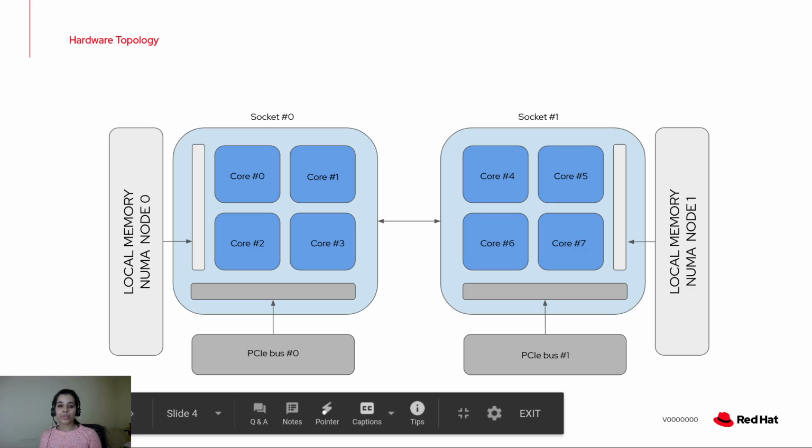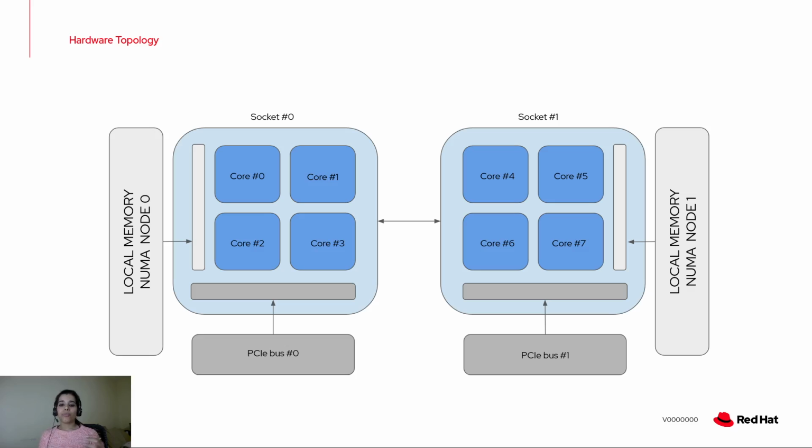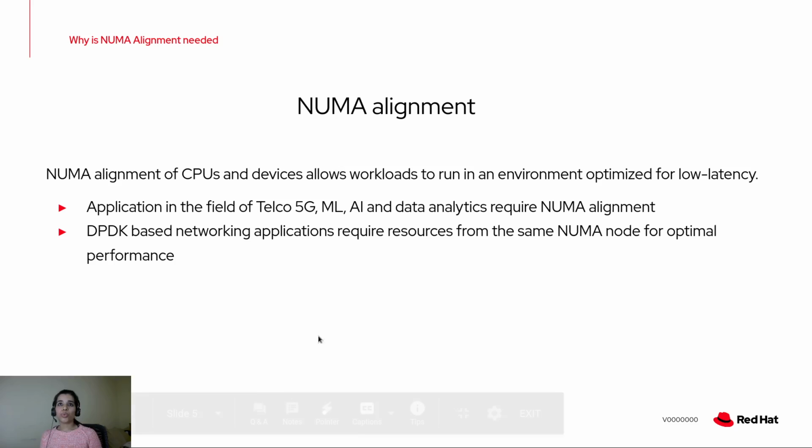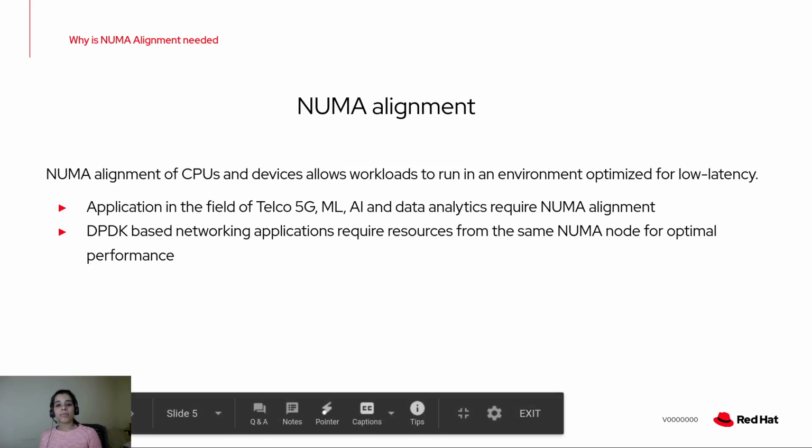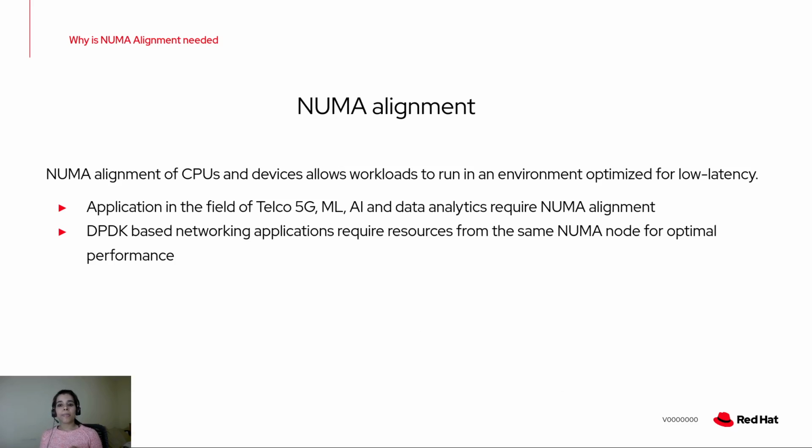This example shows us a one-to-one mapping of NUMA nodes to a socket. This is not necessarily true. There can be multi-socket systems where multiple sockets are on a single NUMA node, or individual CPU devices of a single socket may be connected to a different NUMA node. So now let's move into why NUMA alignment is important. For performance sensitive applications in the field of telco 5G, machine learning, AI, and data analytics, CPUs and devices should be allocated such that they have access to the same local memory. Another example is DPDK-based networking applications that require resources from the same NUMA node for optimum performance.